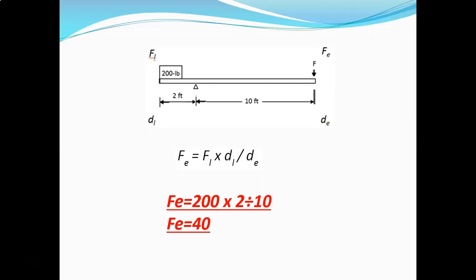So we only need to push on the end of that lever arm with 40 pounds of force to lift that 200-pound load. You can see that if you change the distance of the effort and increase it, your force is going to get less. If you decrease it below 10 feet, you're going to apply more force to lift that 200-pound box.